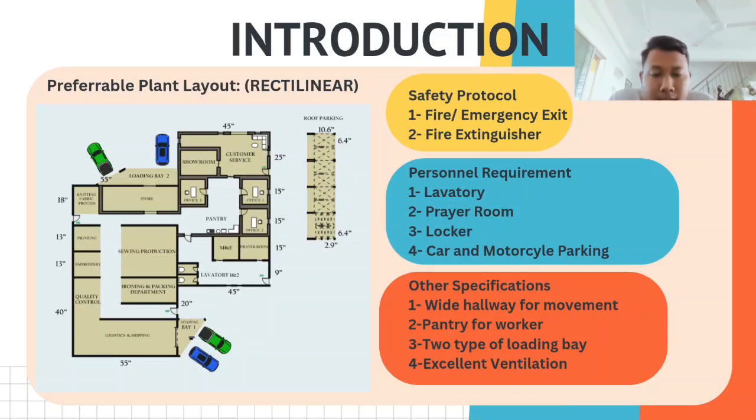Other specifications that we need to consider when implementing the plan layout for the facility are a wide hallway for easy movement of the workers. We have a pantry for workers to relax. We have 2 types of loading bay, one for receiving and one for delivering the material. And lastly, with the proper installation of windows and doors, we get excellent ventilation.